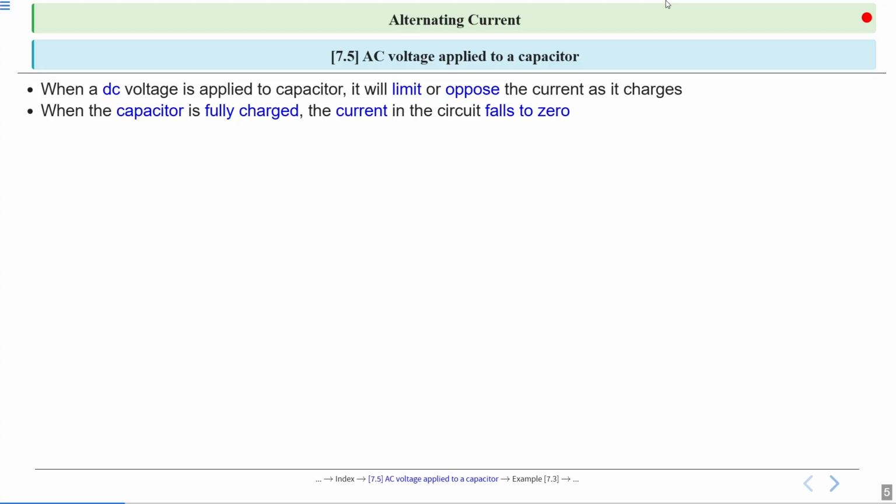So initially the full current is flowing through the capacitor circuit. When the capacitor starts charging, voltage starts to build up across its plates, so it will limit or oppose the flow of current in the circuit. When it is fully charged, the current in the circuit falls to 0. Now let's find out what happens when an AC source is applied to a capacitor.